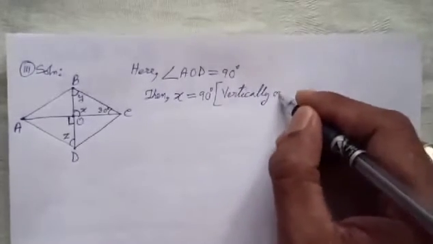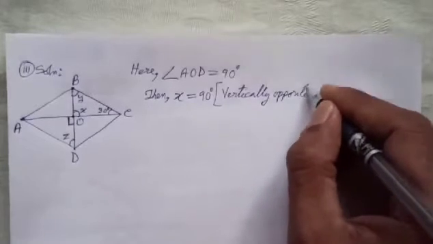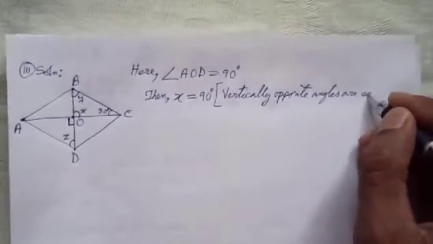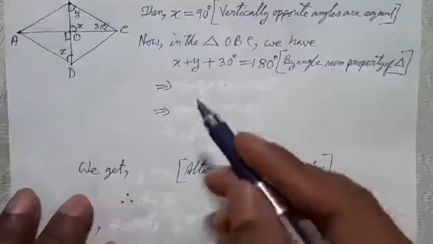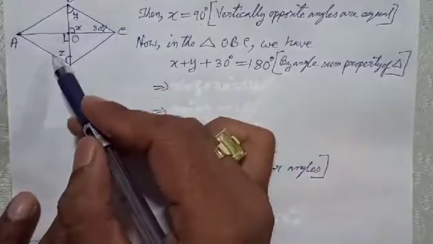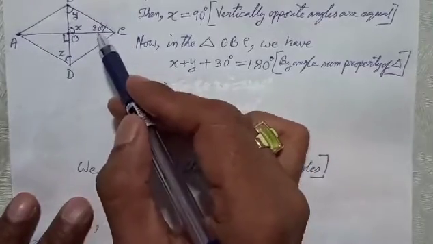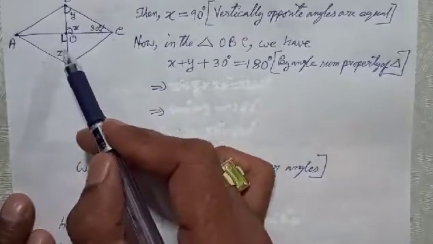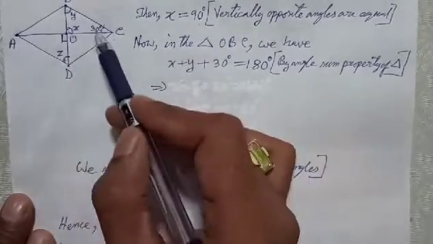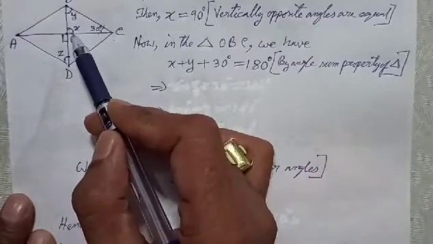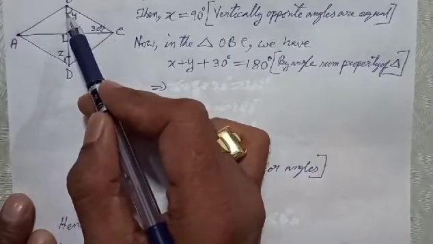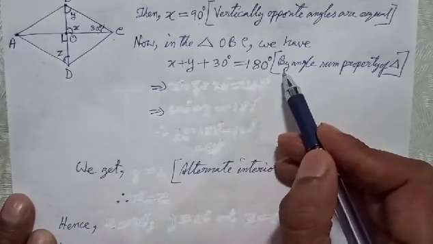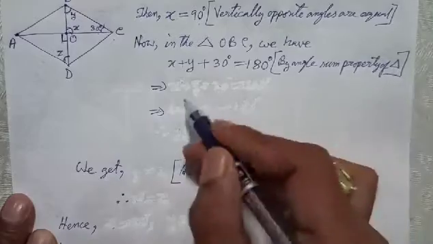Vertically opposite angles are equal. Now in the triangle OBC, the sum of the angles of a triangle is 180 degrees. So now in the triangle OBC we have this angle x plus this angle y plus this angle 30 will be 180 degrees, because the sum of the angles of a triangle is 180 degrees.